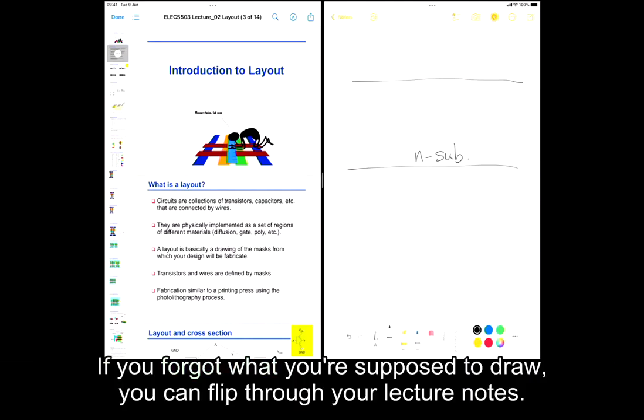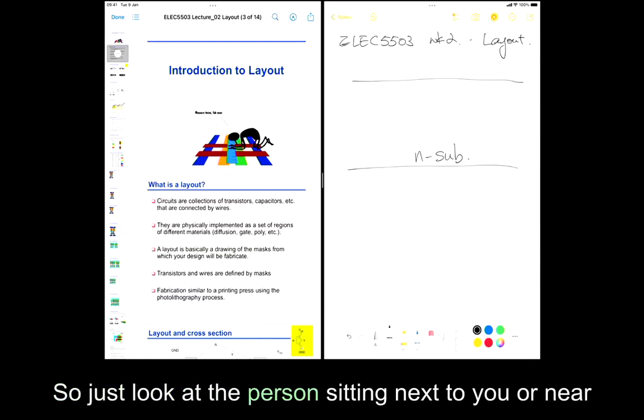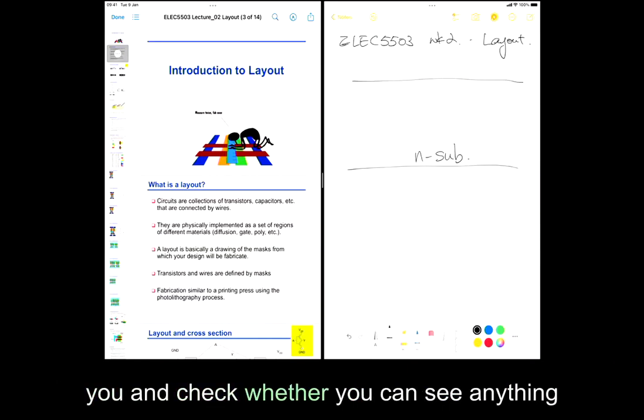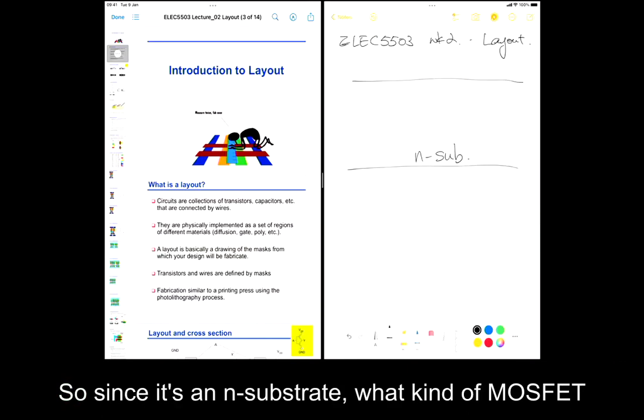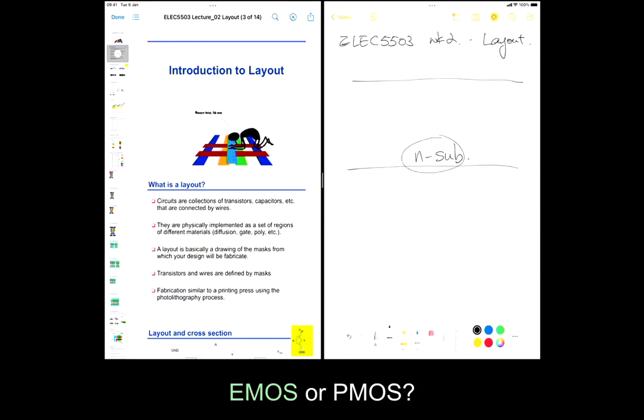If you forgot what you're supposed to draw, you can flip through your lecture notes. You won't be able to find the exact thing on your lecture notes, but it'll be similar. So just look at the person sitting next to you or near you and check whether you can see anything wrong with their figure. Since it's an N substrate, what kind of MOSFET can we form directly on this piece of substrate? NMOS or PMOS? PMOS, that's right. So let's start with PMOS.